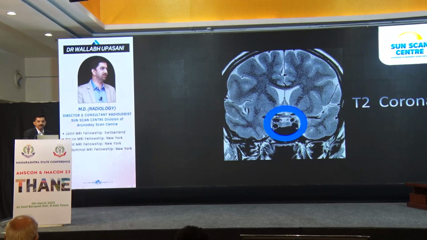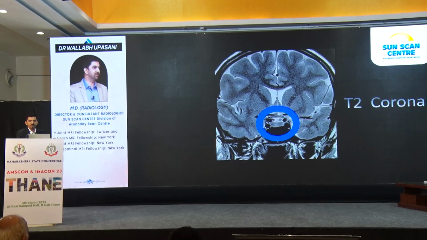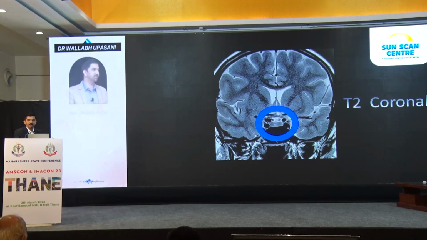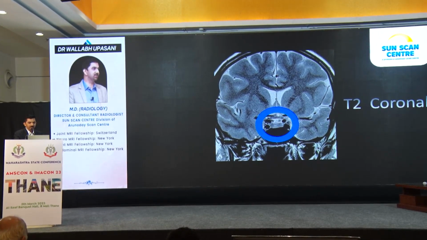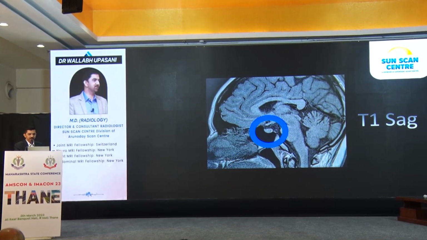So let us start with a neuro case. This is a T2 coronal image which is showing the pituitary gland, the master of the endocrine orchestra, and that is how small it is. And this is how it looks in the sagittal image.